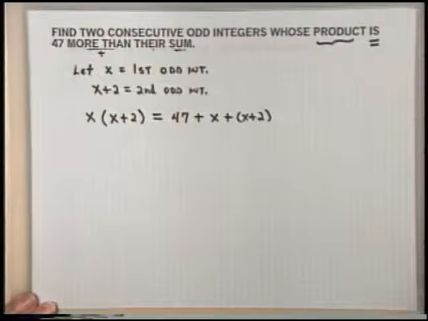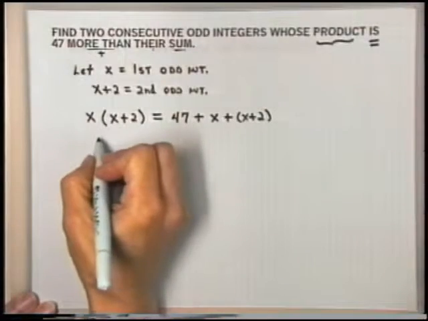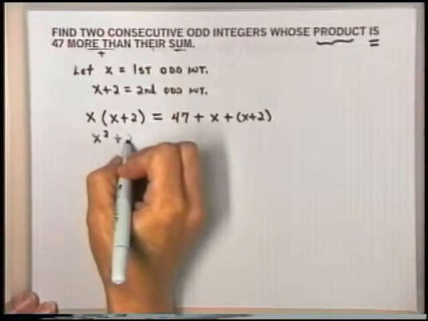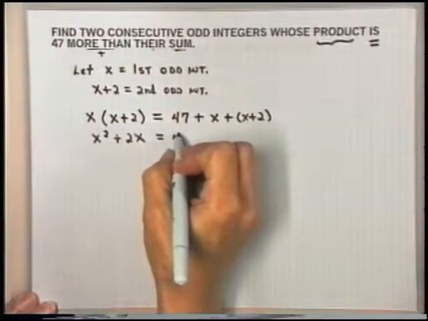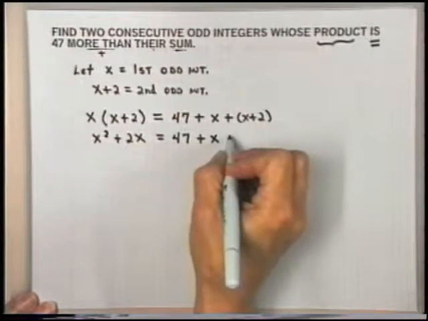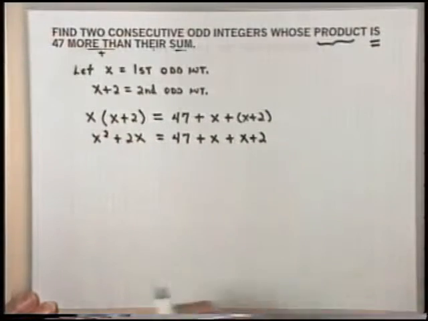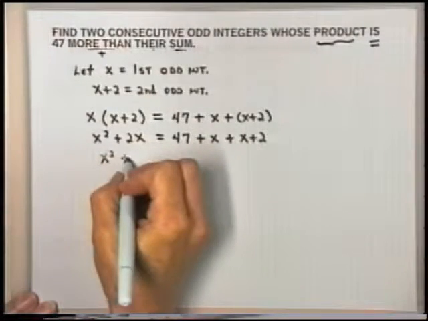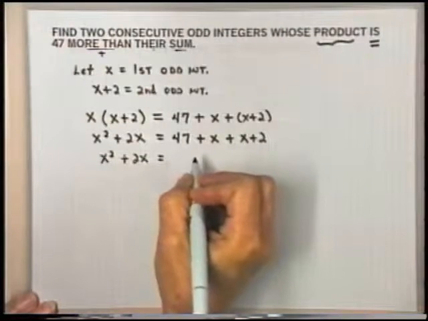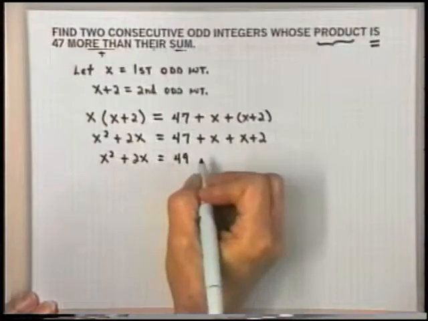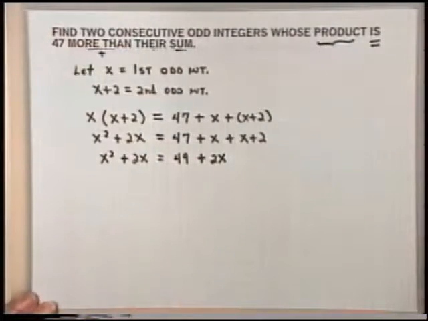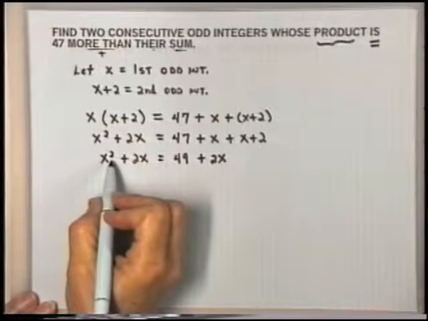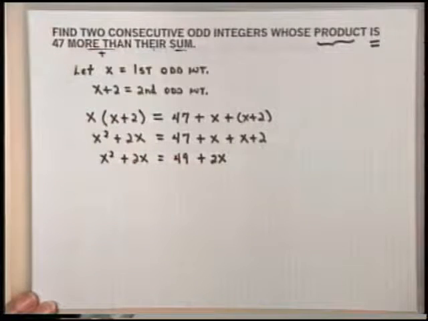Now, to work this equation that we have written down, our first step would be to remove parentheses. So let's distribute our x over here. We have x squared plus 2x is equal to 47 plus x plus 2. We will now combine like terms here on the right-hand side of this equation. x squared plus 2x is equal to 47 plus 2 is 49, and x plus x is 2x. Notice we have our variable to the second power indicating our quadratic equation. So I must put this in standard form.